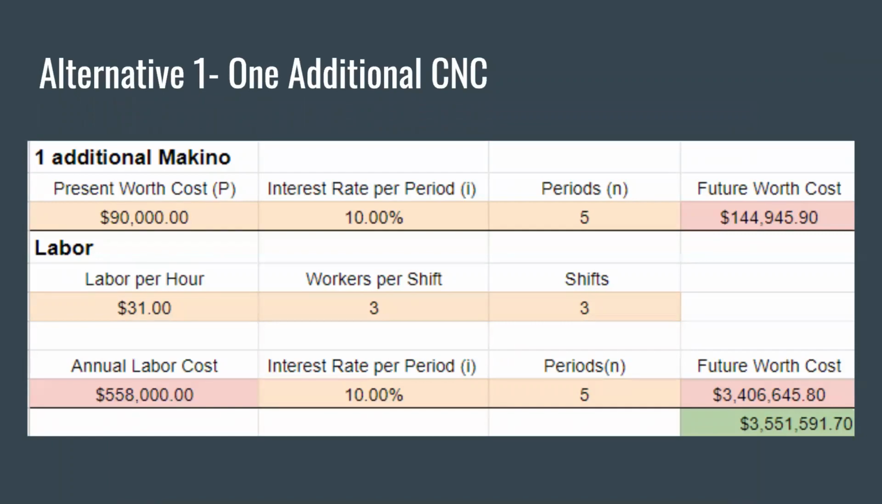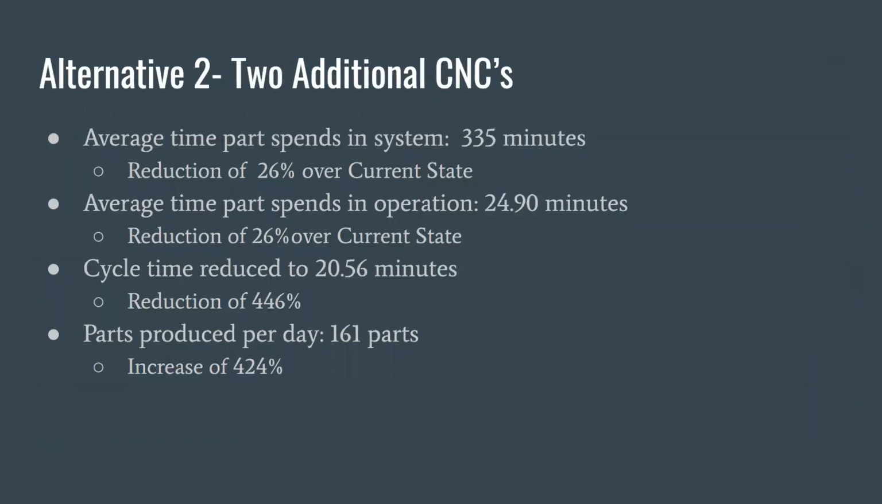By assuming a standard labor rate of $31 per hour and the purchase of a used CNC machine for around $90,000, we're able to perform an economic analysis to determine the future cost for the additional machine and the labor required to operate it. By assuming an interest rate of 10% per year for both the machine and the labor and an initial investment of $90,000 with 3 operators, we determined that the future worth cost in 5 years would be just over $3.5 million.